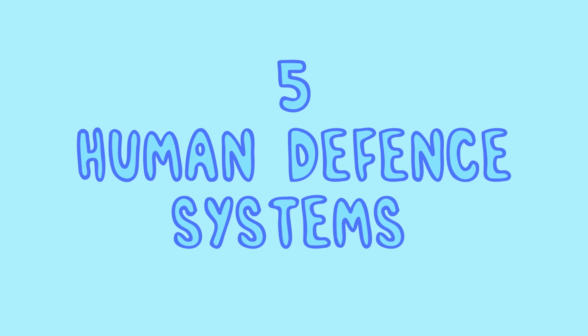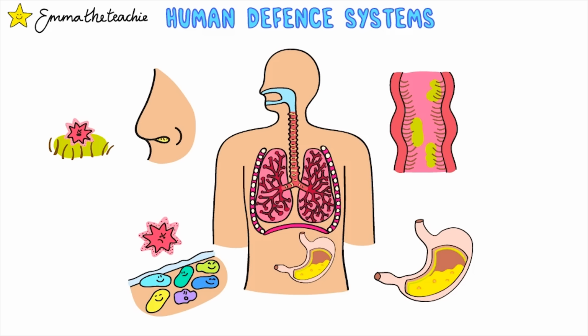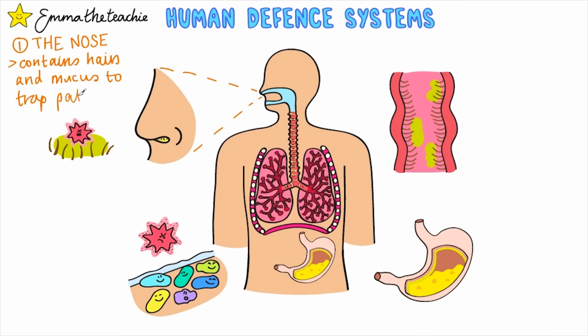5. Human defense systems. The first line of defense is non-specific, meaning it's used against all types of pathogens. There are 4 parts to this. First up is the nose. Your nose contains hairs and mucus, which can trap any pathogens that enter through it.